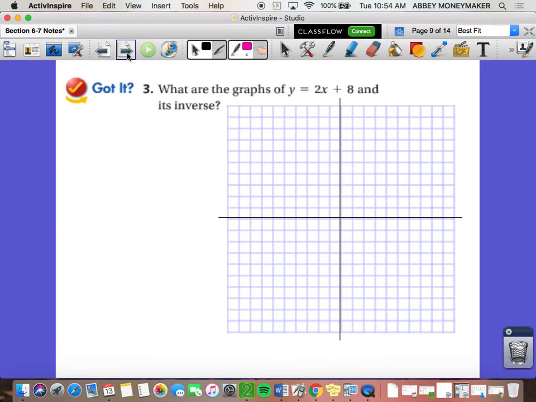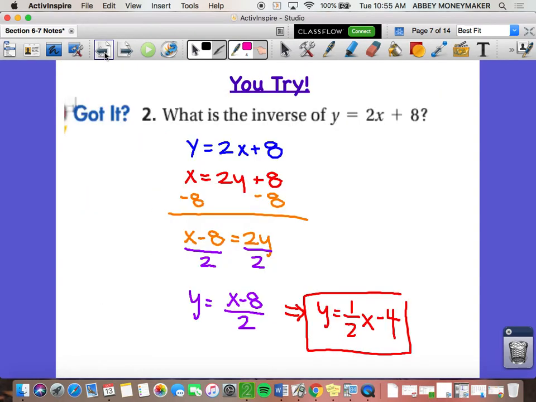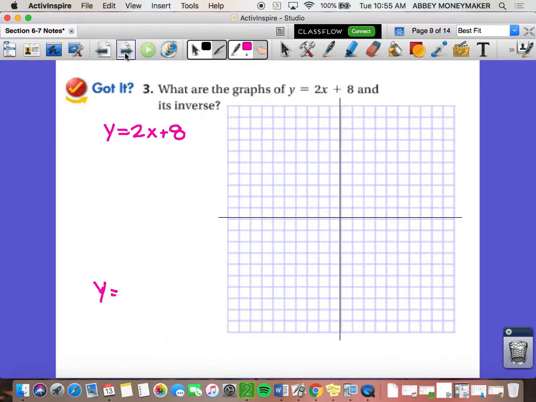All right? Last thing in part 1, we're going to do the same thing. We're going to graph the line y equals 2x plus 8. And then we're going to graph the inverse. I believe we got, what was it? 1/2 x minus 4. Okay, so let's start by graphing our original equation here. We could start at 0, 8 if we wanted to. I think I have 8. 1, 2, 3, 4, 5, 6, 7, 8. Yep, okay.